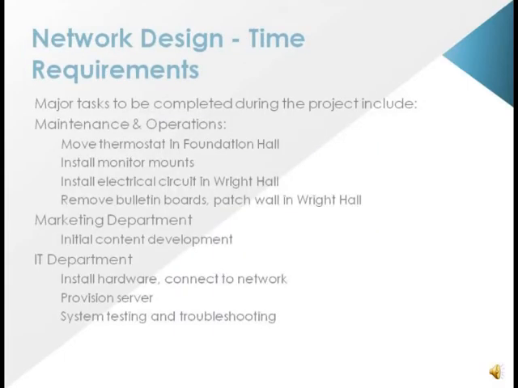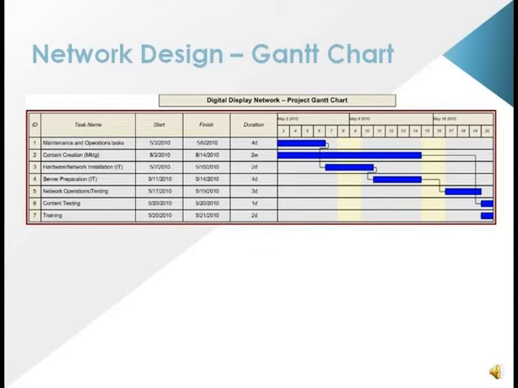The Digital Signage Network project will require an estimated 3 weeks to complete. Collaborative efforts will be needed between the Maintenance and Operations Department, the Marketing Department, and the IT Department for this project to conclude on time. A Gantt chart has been developed to illustrate task dependencies.